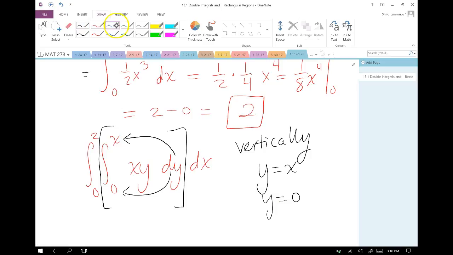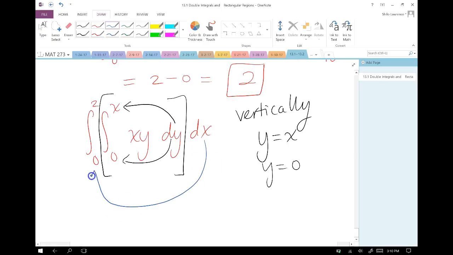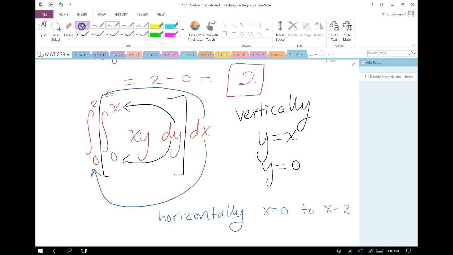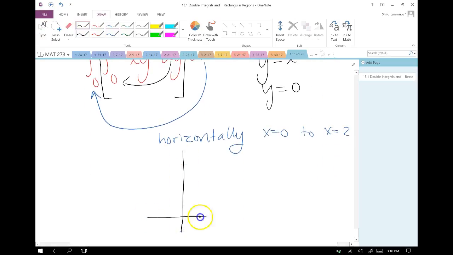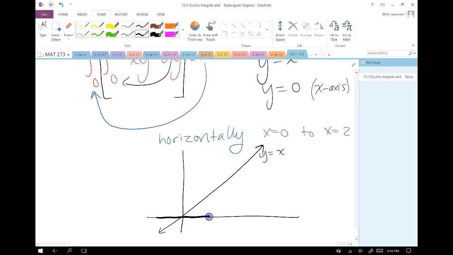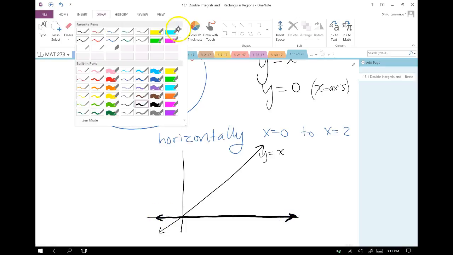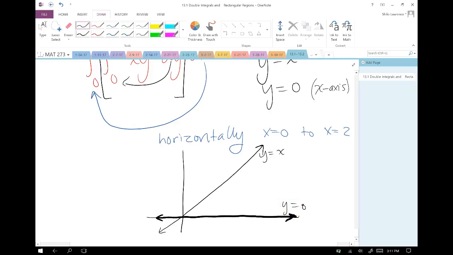Okay? And then horizontally, because that's our outer one, we're going from x equals 0 to x equals 2. So the y equals x, y equals 0, those are graphs. Those are curves. So I'm going to draw those curves. Y equals x is a slanted line. Y equals 0 is the x-axis.